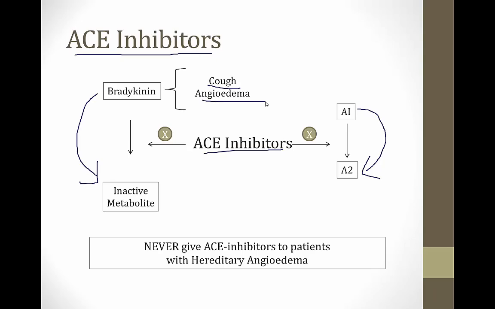So people with hereditary angioedema have very high levels of bradykinin all the time, and if you give them an ACE inhibitor, you can precipitate an acute episode of swelling, which can potentially be life-threatening. So as I've written at the bottom of the screen, never give ACE inhibitors to patients with hereditary angioedema.